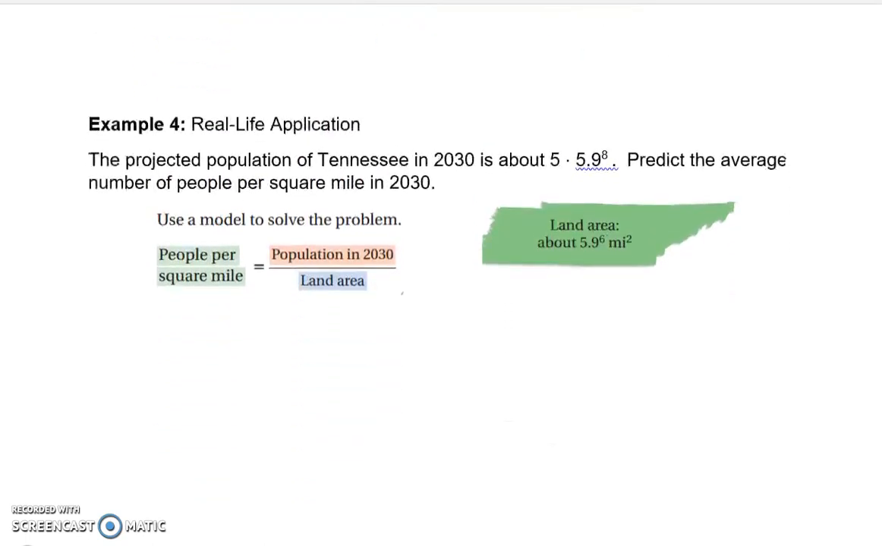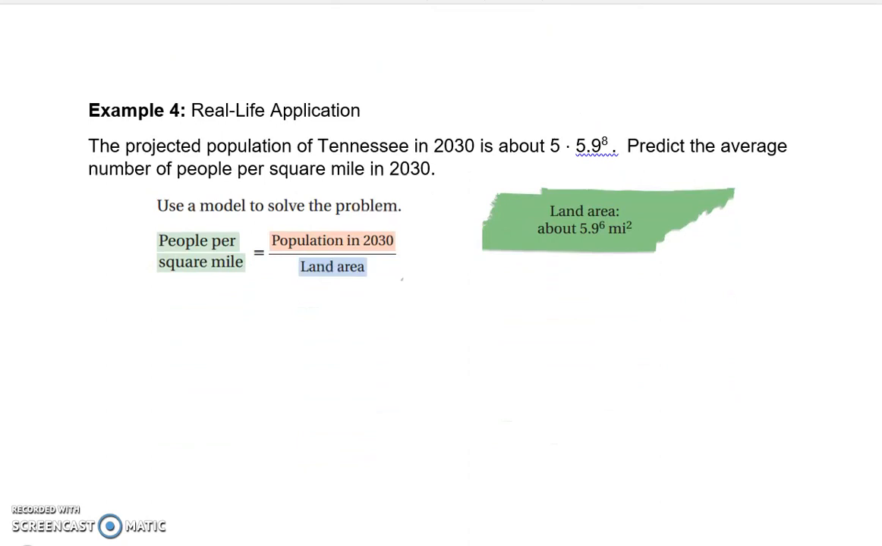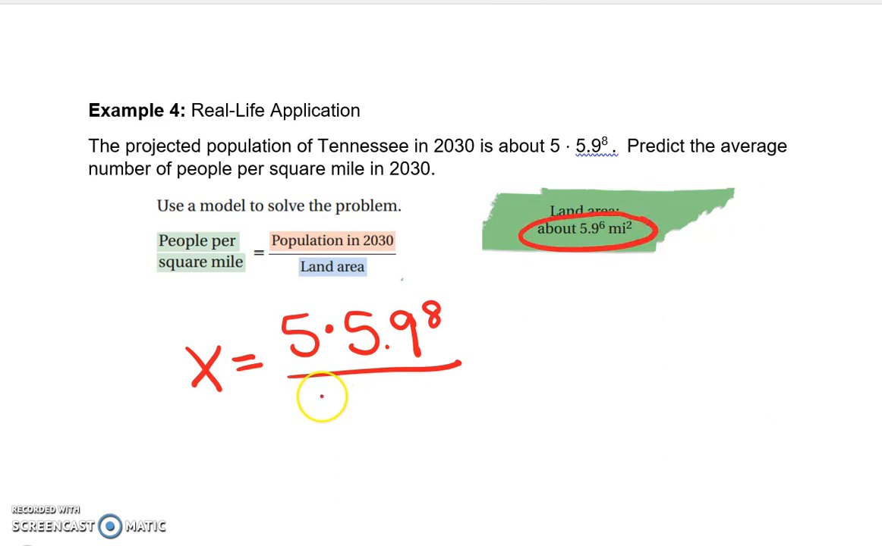Let's look at example 4, our real life application problem. So the projected population of Tennessee in year 2030 is about 5 times 5.9 to the 8th. Predict the average number of people per square mile in 2030. So we're going to use this model to solve the problem. We're going to have people per square mile is equal to the population in 2030 divided by the land area. I don't know my people per square mile. That's what I'm trying to solve for. So we're going to call that X. My population in 2030 is 5 times 5.9 to the 8th power divided by my land area, which I'm getting from right here, is 5.9 to the 6th power.